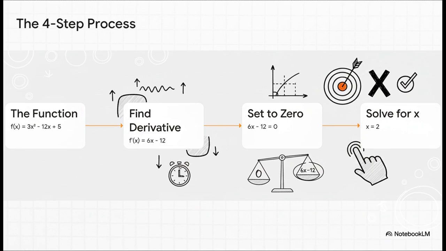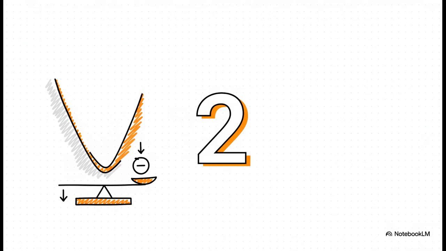Think of this as your new slope finder formula. Next, we ask the most important question. Where is the slope 0? So we take our slope finder, set it equal to 0, and just solve for x. And the answer is 2. Boom! At the exact point where x equals 2, the slope of our curve is perfectly flat. We found it. We found the bottom of the valley, our tipping point.